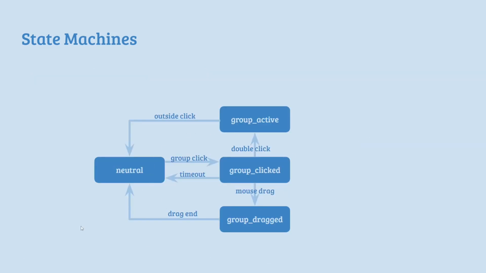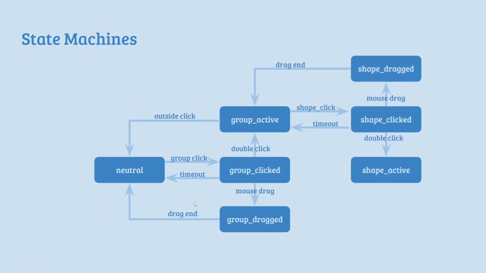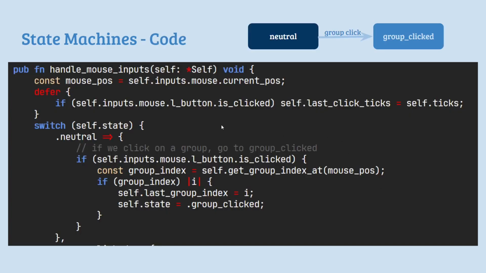So if you take a subgroup of that, when the application is in a neutral state, if you click on a group, it goes to group click. Then you either double click or you drag or you time out. So each of the state transitions is clearly marked in this state diagram. Similarly, we can extend the state diagram to have all the states marked here. And then it becomes fairly clear as to where, how the states change and how we go from one state to another.